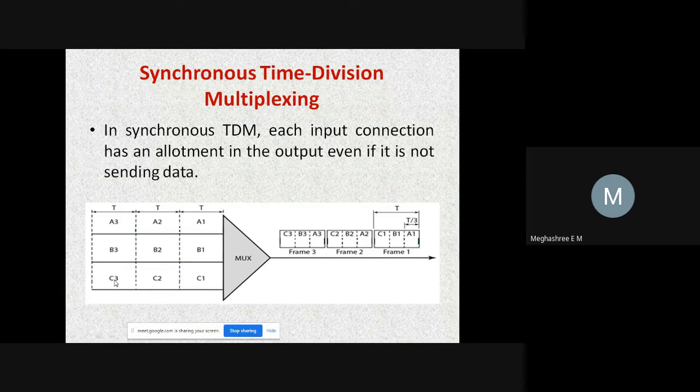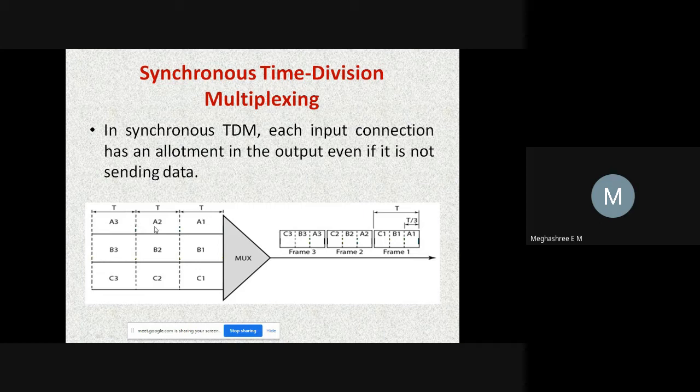Okay, so now here, each input occupies one input time slot. See, here A1, B1, C1. These are the input from three connections, right? So it says that each input occupies one input time slot. A1, B1, C1 occupies one input time slot. This T, whatever is mentioned here, represents the input time slot.